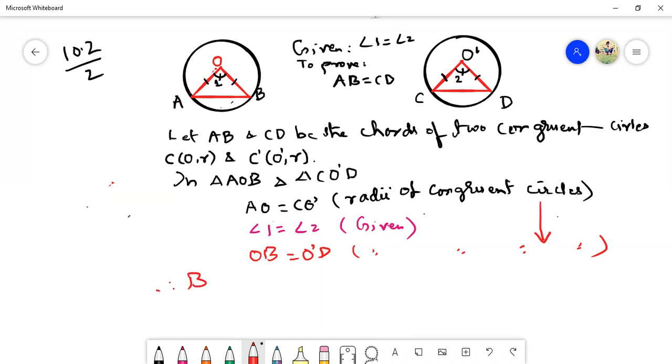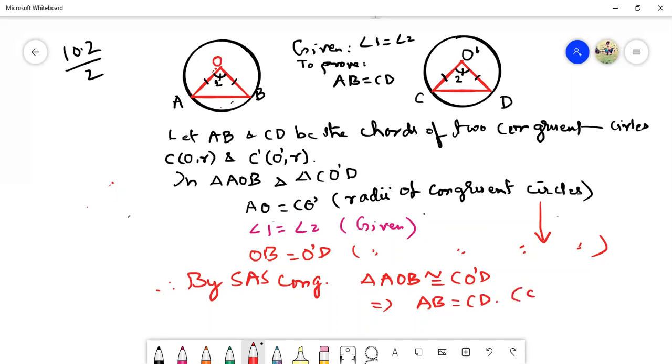Therefore, by SAS congruency, triangle AOB is congruent to triangle CO dash D, and by CPCT AB is equal to CD. Chords are equal by CPCT. This proves the theorem.